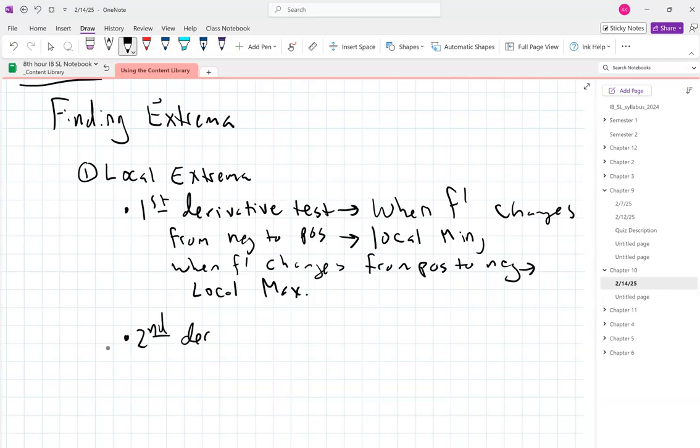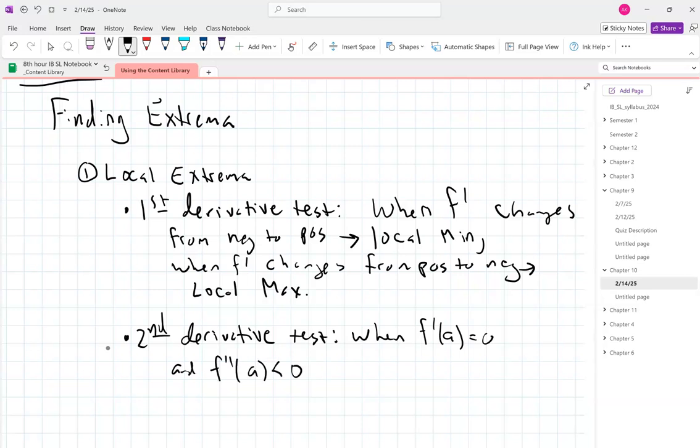The other technique you might use is the second derivative test. That says when f prime of a is equal to 0 and f double prime of a is less than 0, then you have a local maximum. And when f prime of a is equal to 0 and f double prime of a is greater than 0, then we have a local minimum.